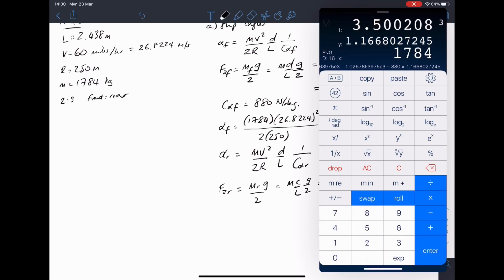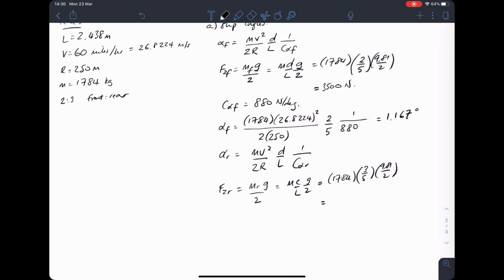So this comes out to be 1784, 3 over 5, and then 9.81 divided by 2. So 5250 newtons. So again, that's between 5,000 and 6,000.